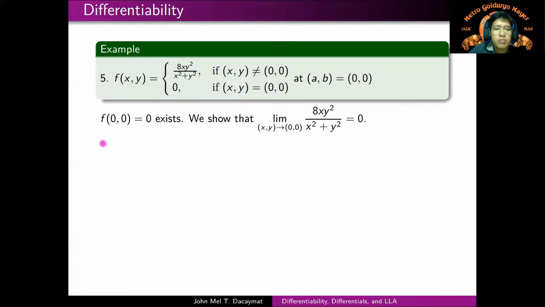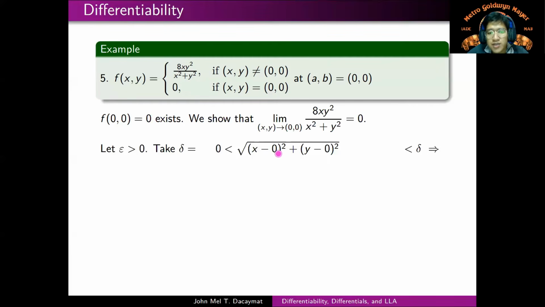To prove that, let epsilon be greater than 0. I look for a delta such that the square root of x minus a squared plus y minus b squared, in this case a and b are both 0, is between 0 and delta, but this radical is just the square root of x squared plus y squared, and it must happen that the absolute value of f of x minus L, in this case this function whose limit I'm taking, minus 0, should be less than epsilon.